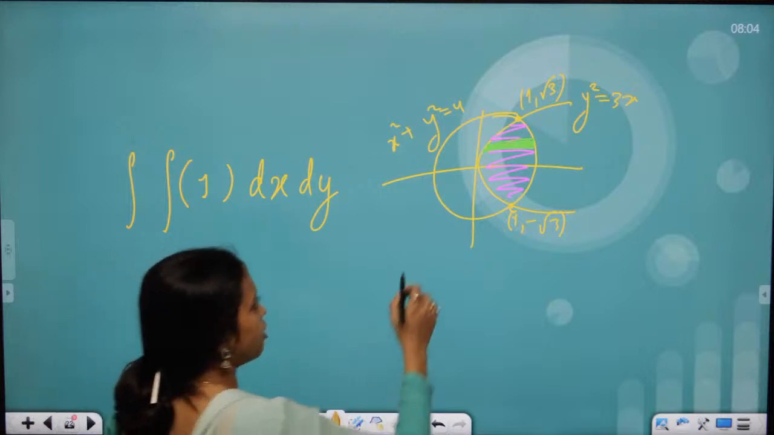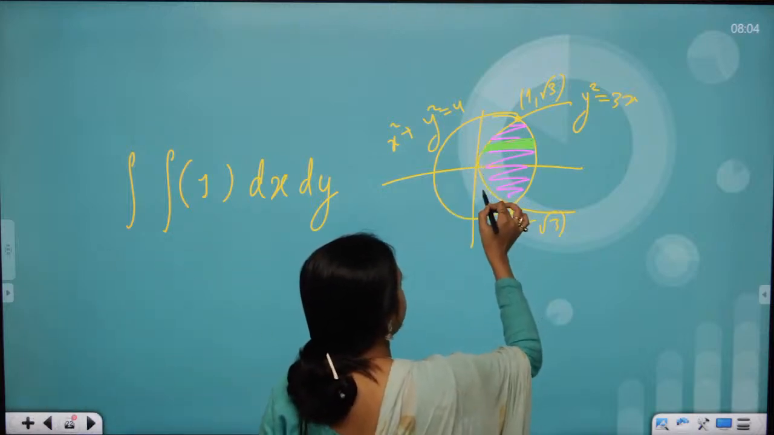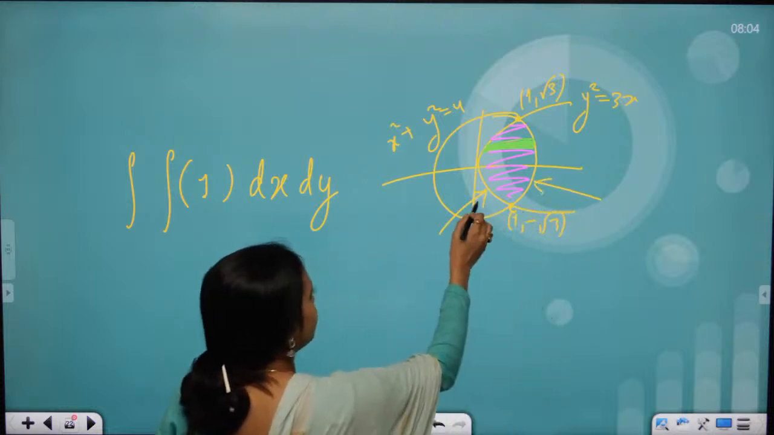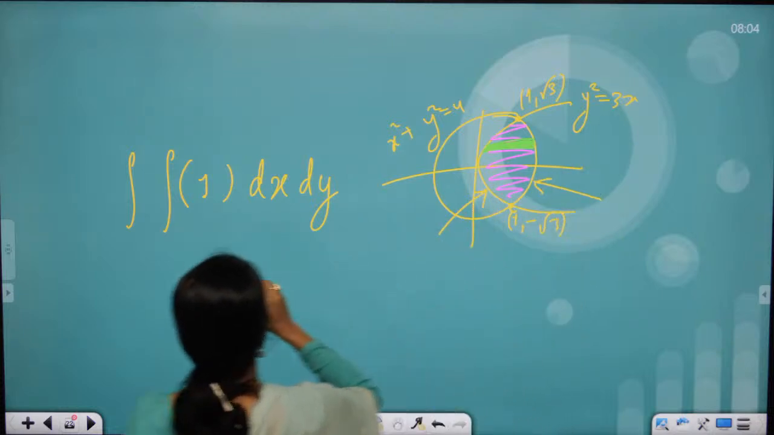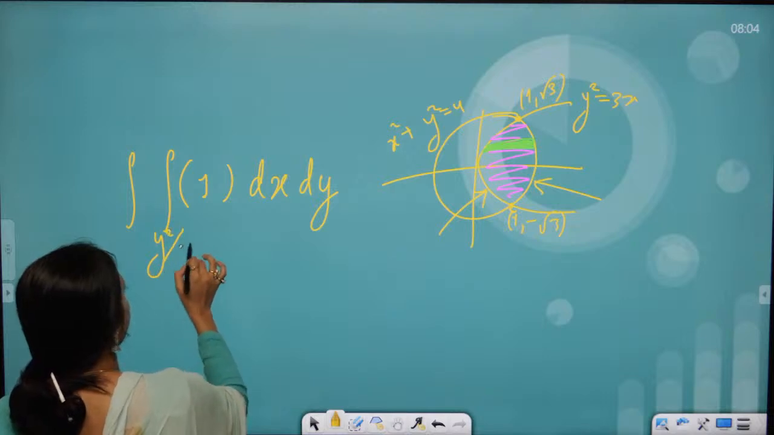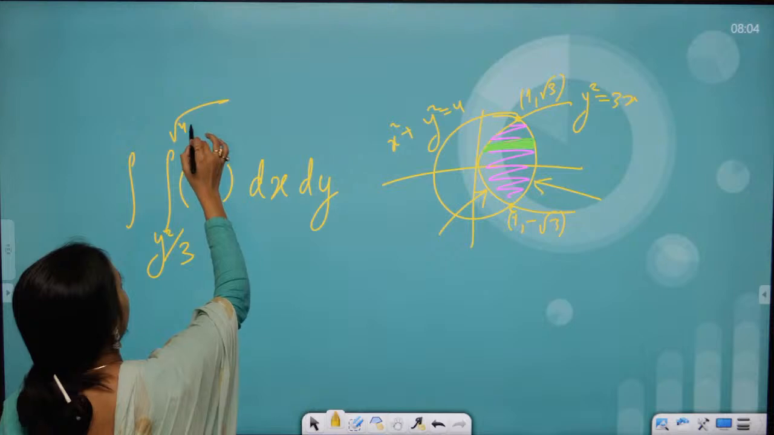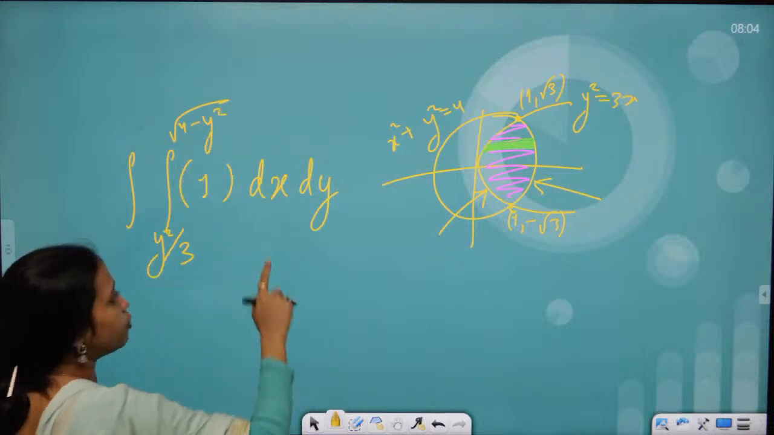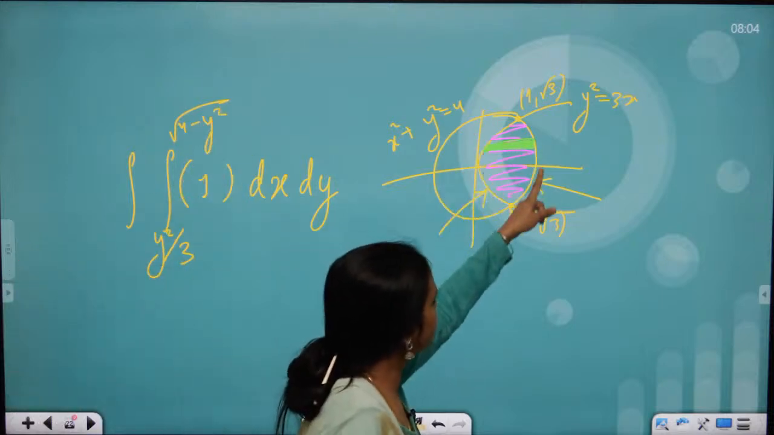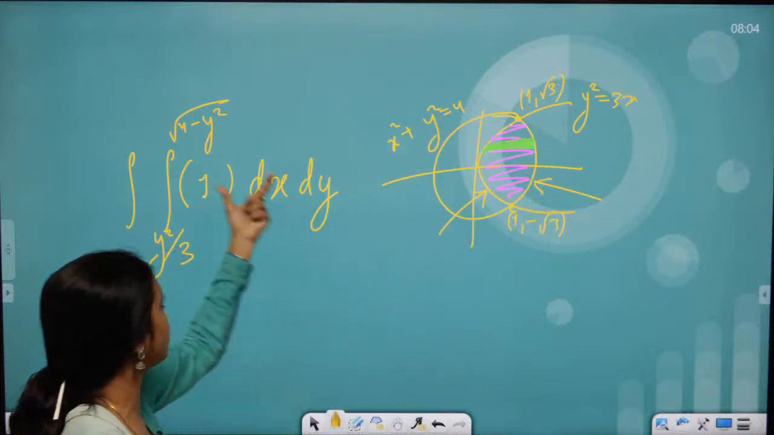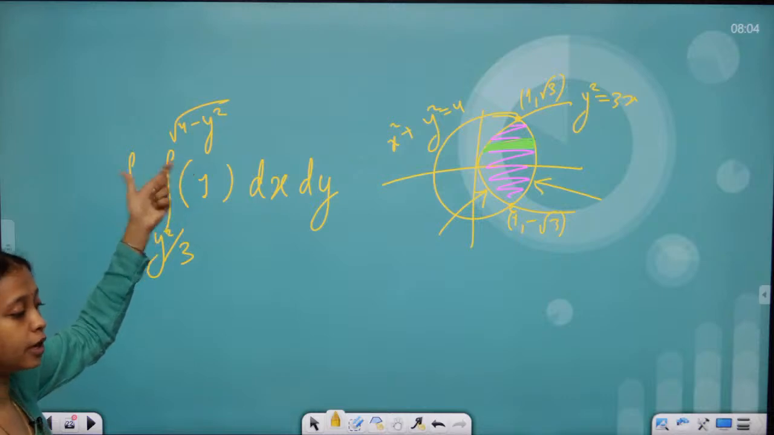For dx, find the value of x of this curve and then this curve. The value of x from here is y square by 3, and the value of x from this curve is root of 4 minus y square. Only the positive, because this section is the positive section of your x-axis, that is why I have taken only the positive part.